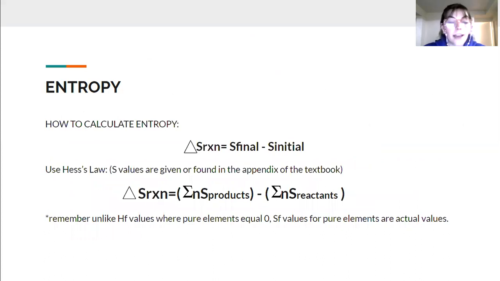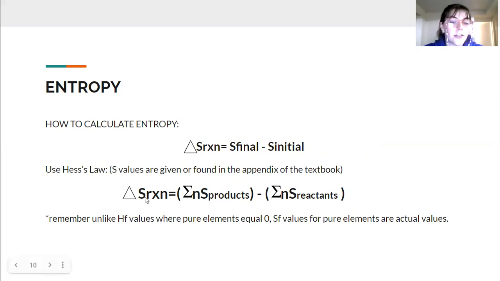So how do we calculate entropy? First, we can look at the equation that the delta, or change in entropy of a reaction, is equal to the final entropy minus the initial entropy of the reaction. We also know that entropy is a state function, which means that we can use Hess's law to calculate our change in entropy of a reaction. That means that we're going to be using this equation here.